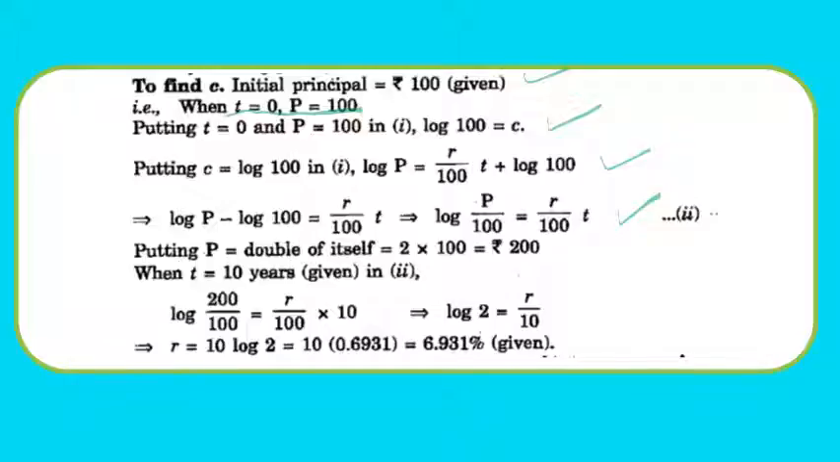Now it is given that the principal doubles itself. The principal becomes 2 times 100, so 200. And we have to find the value of r when t is equal to 10. So in place of p we use 200: log 200 upon 100 equals r upon 100 into t. We have t equal to 10. So we get log 2 is equal to r upon 10. And the value of log 2 was given. Using the value of log 2 as 0.6931, we get the value of r as 6.931%. Clear? So pause and note down the solution.